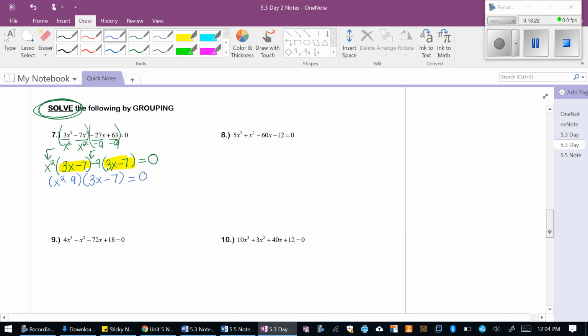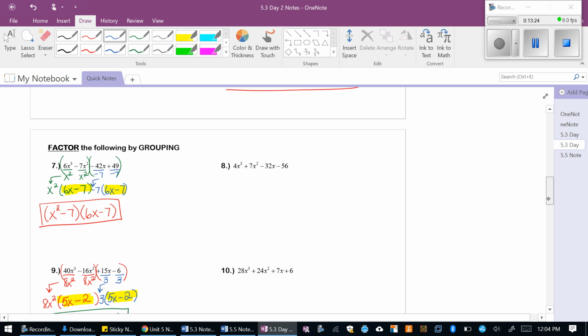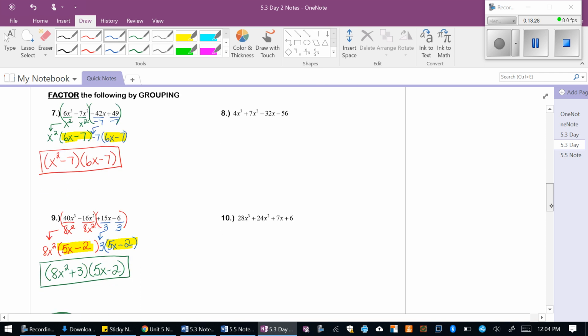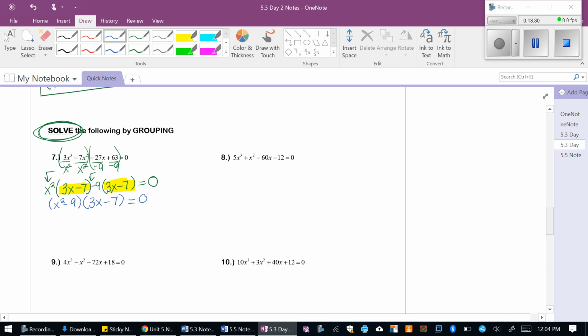Now what makes this different than factoring is that I'm going to take it one step further. I've got to set each of these factors equal to 0 and solve. That's why we're solving by grouping. So we have x squared minus 9 equals 0. And then we have 3x minus 7 equals 0. And we're going to solve each of these.